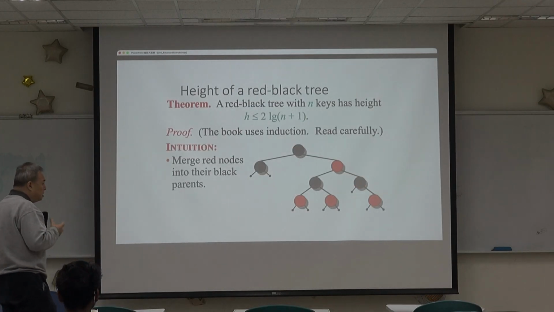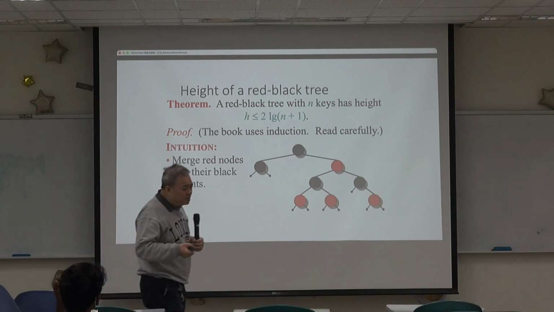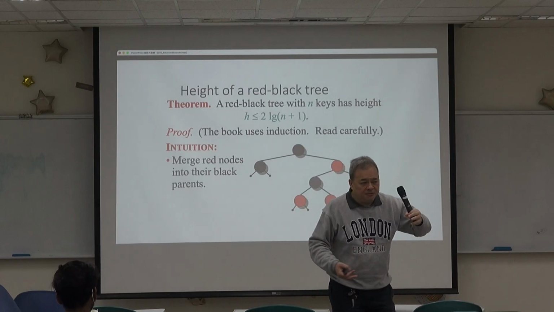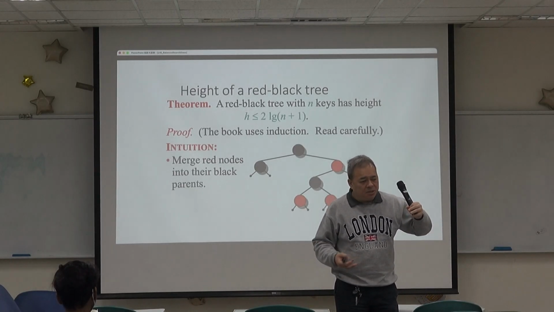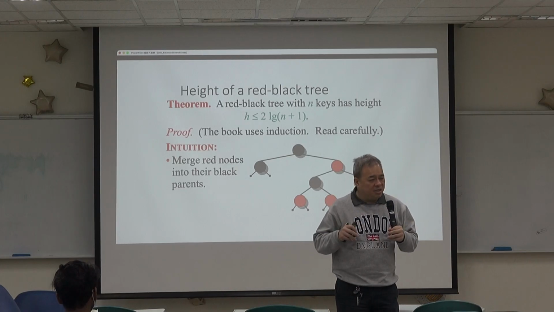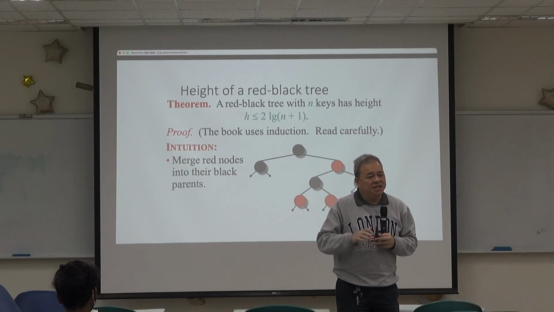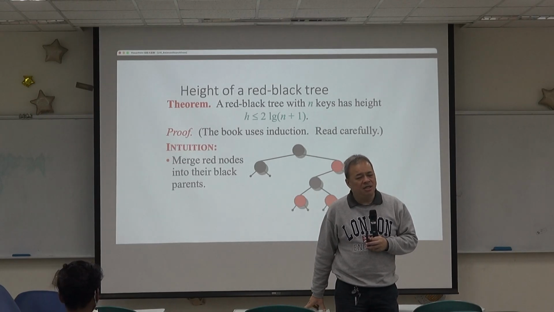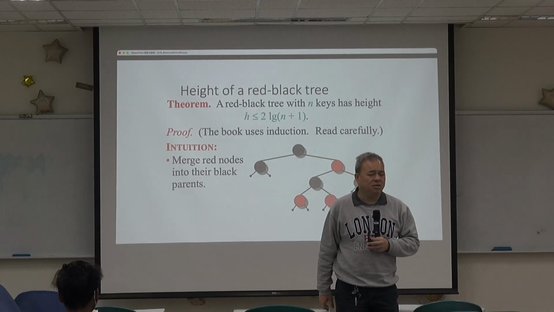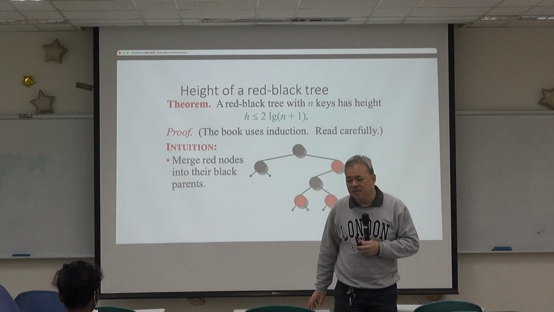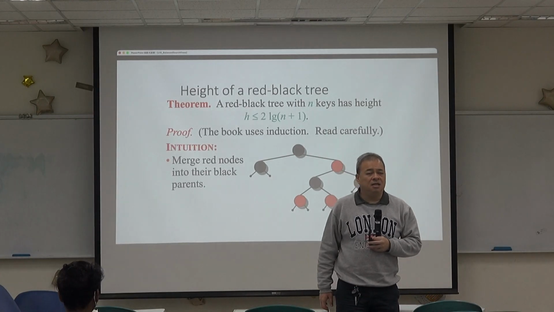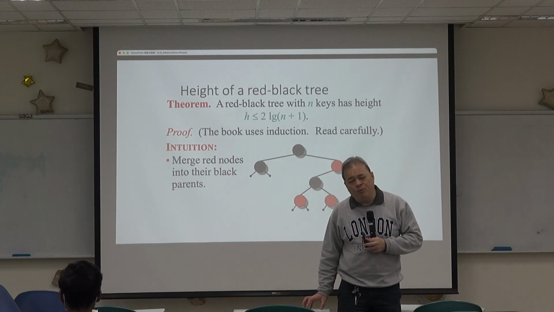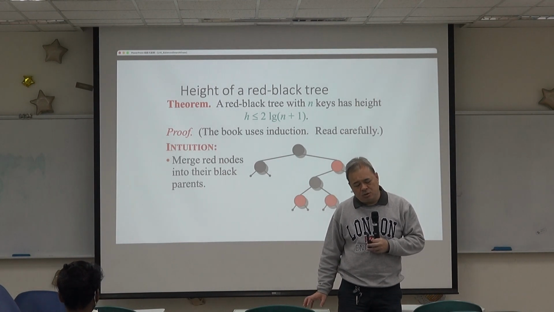So the reason why we want the tree to be balanced is because the height of the tree is bounded by log n. We want that to guarantee that the operations on the tree, such as search, insert, and delete, take log n amount of time, right? So that is why we want the tree to be balanced.